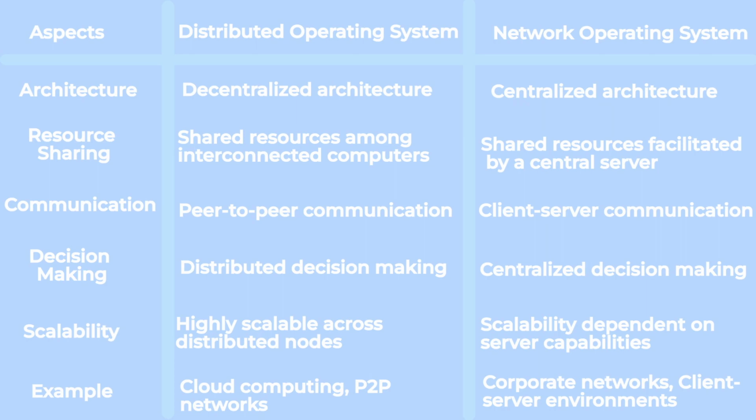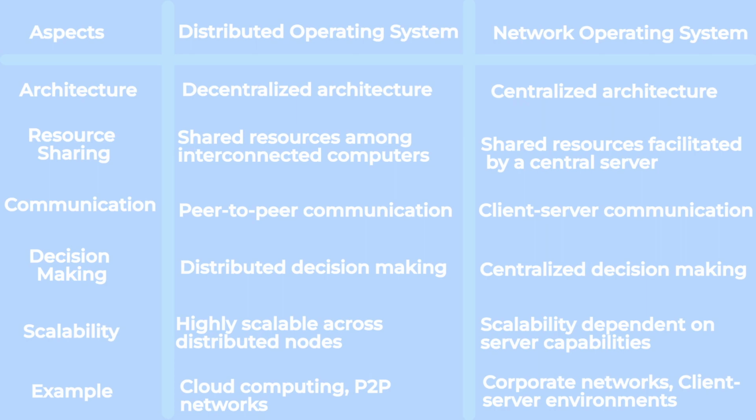Decision-making in distributed operating systems is distributed among nodes, enabling autonomous decision-making processes. However, in network operating systems, decision-making is centralized, with the server controlling access and resource allocation.